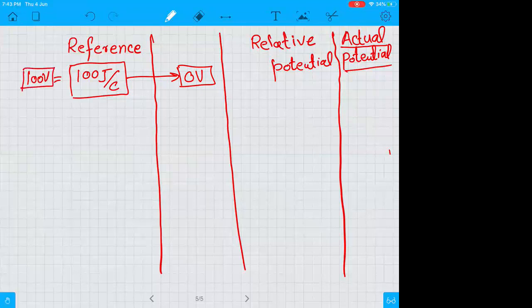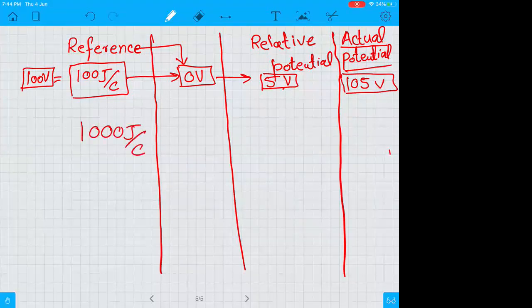Now, if you have a relative potential of, let's suppose, 5 volt, what this means? It means that this 5 volt is bigger than the reference, which is 0 volt. Hence, it is actually 105 volts. Now, let's suppose if you take 1000 joule per coulomb as reference, then 1000 will represent 0. If you take 1000 joule per coulomb as reference, then 1000 volt will represent 0 volt.